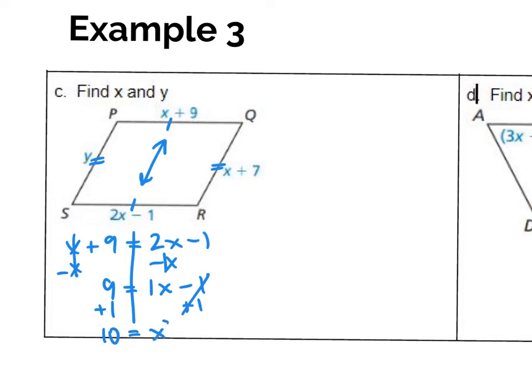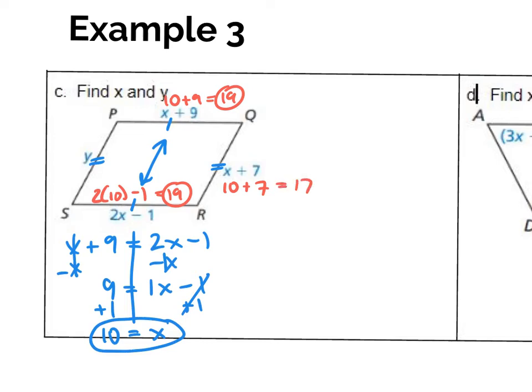And again, I don't have to worry about that 1 in front, but I know that x is 10. So if I plug x is 10 into all of these things where I see x, I have 2 times 10 minus 1, which gives me 19. I have 10 plus 9, which gives me 19. So notice that works out. And now if I plug it into this other side, 10 plus 7 gives me 17.